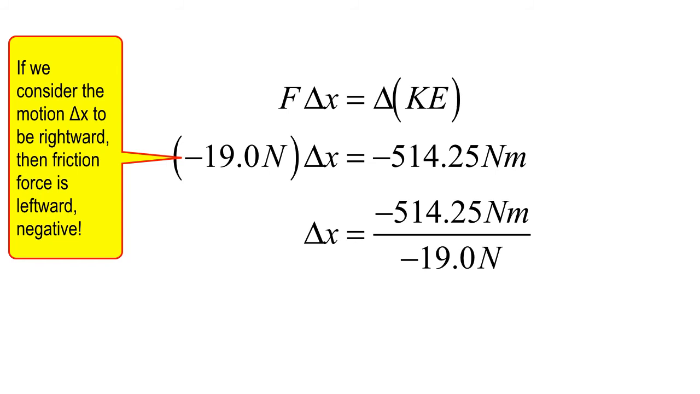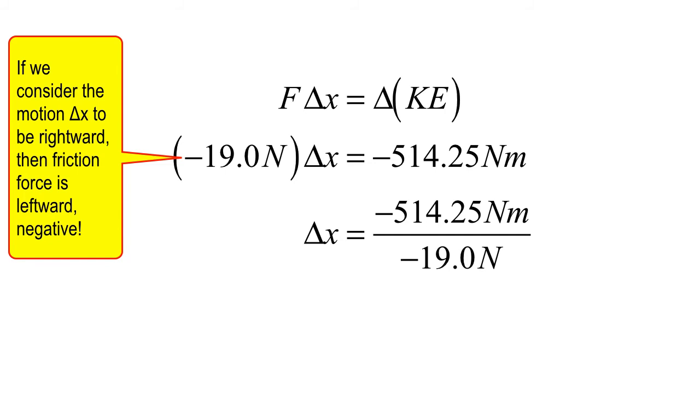So this way, your choice of coordinate system would result in a correct value for delta x, as long as you make the sign of your friction opposite the direction of your motion. So if your delta x, your displacement, is positive, you have to make your friction negative, right? So now you just calculate.